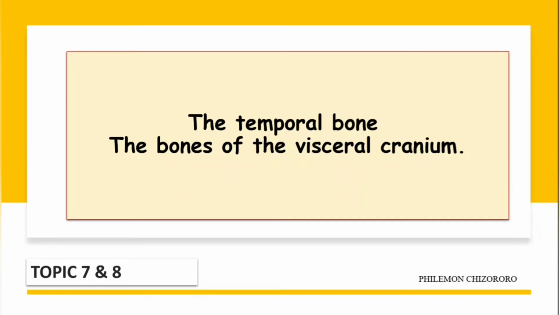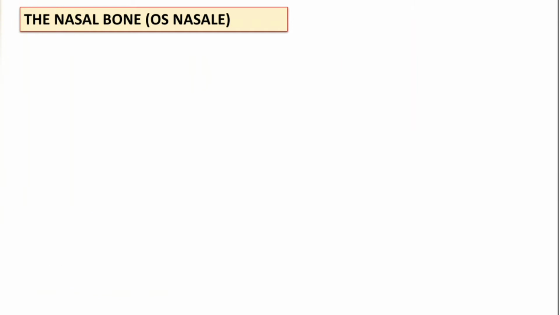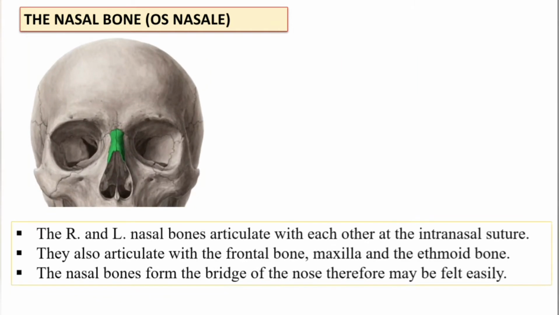In this video, we are going to talk about the nasal bone, the lacrimal bone, and the zygomatic bone. Starting with the nasal bone. The right and left nasal bones articulate with each other at the internasal suture. So you can see here in between. They also articulate with the frontal bone here, with the maxilla on the sides, and with the ethmoid bone.